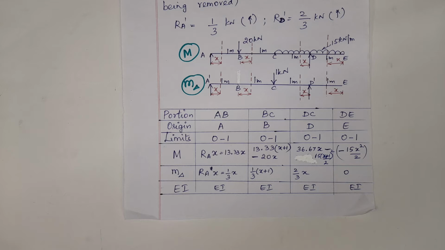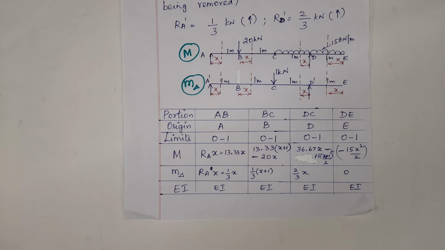RA dash into x, positive bending moment, pushing the beam down. So plus RA dash into x. RA dash into x plus 1, or 1 plus x. When I go to the segment CD, I have RD dash into x. That causes a sagging bending moment. So plus 2 by 3 of x. And finally, at this portion there is no loading, no bending moment, so 0.